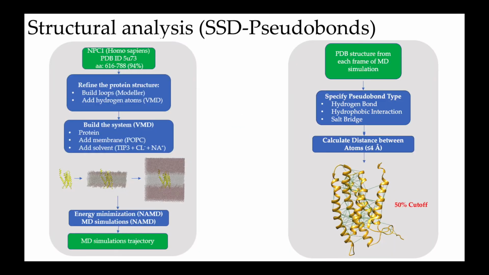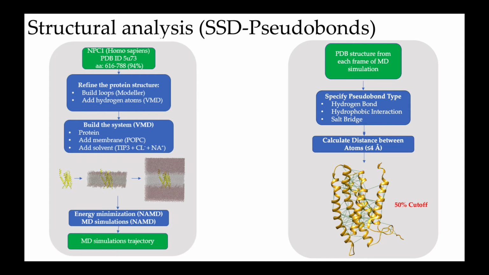Next, let's move into structural analysis. So we first did this by pulling the PDB structure, particularly the sterol sensing domain part, from the whole PDB structure of NPC1. We built some of the loops and added hydrogen atoms, and then we built the system. So we had the sterol sensing domain, and then we added it into the membrane, and then we added the protein in the membrane into the solvent. And you can see that underneath the second blue box in the middle of the left diagram.